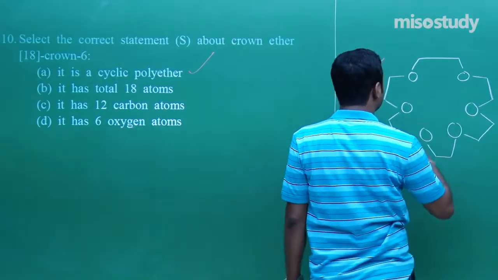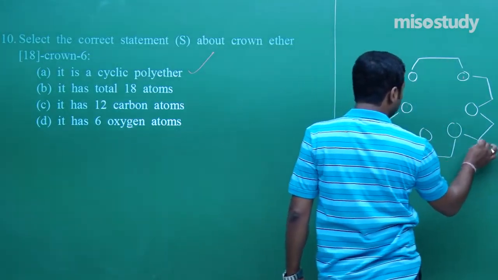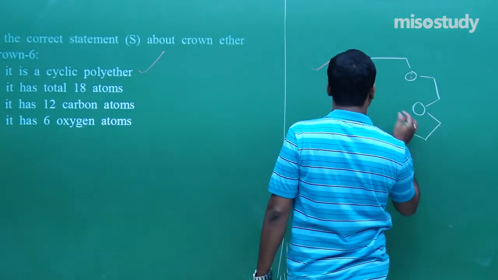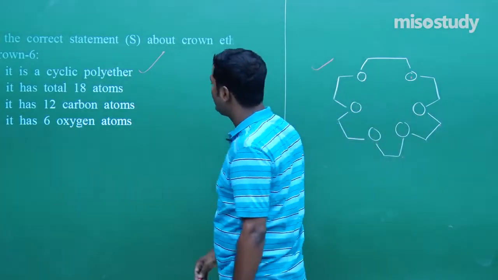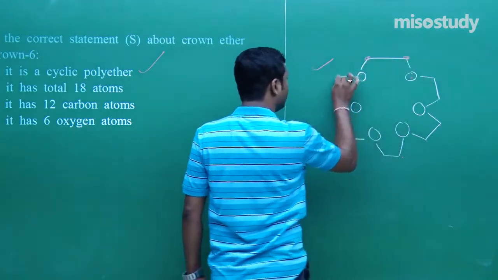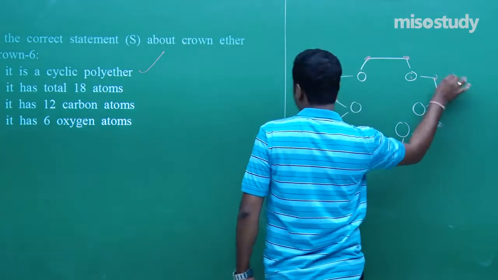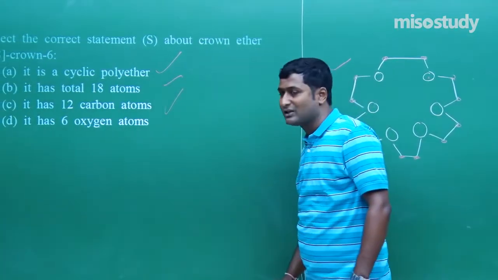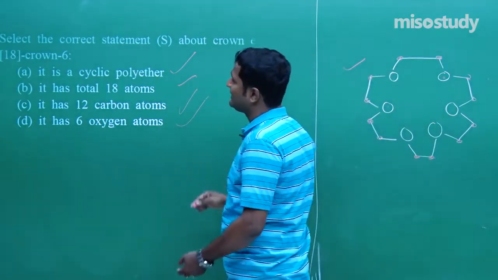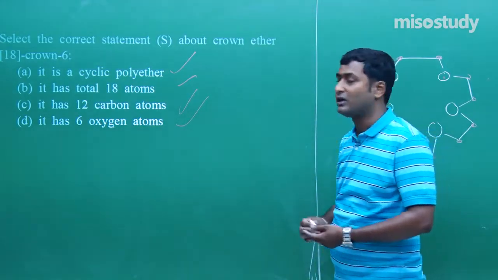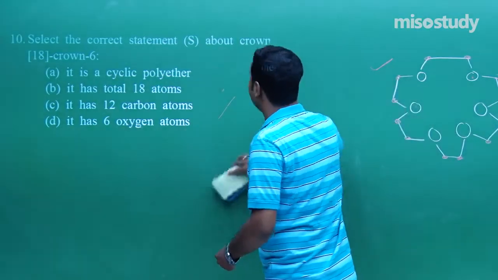It has a total of 18 atoms. Count 1, 2, 3, 4, 5, 6, 7, 8, 9, 10, 11, 12, 13, 14, 15, 16, 17 and 18. Total 18. 2, 4, 6, 8, 10, 12, 12 plus 6 is 18. Okay. It has 12 carbon atoms. Count 1 to 12. Yes, it has 12 carbon atoms. It has 6 oxygen atoms. Check it out, 1, 2, 3, 4, 5, 6. Okay, it has 6 oxygen atoms. So for this question, we can say A, B, C and D are the correct options. Clear to you? This is a multiple choice.